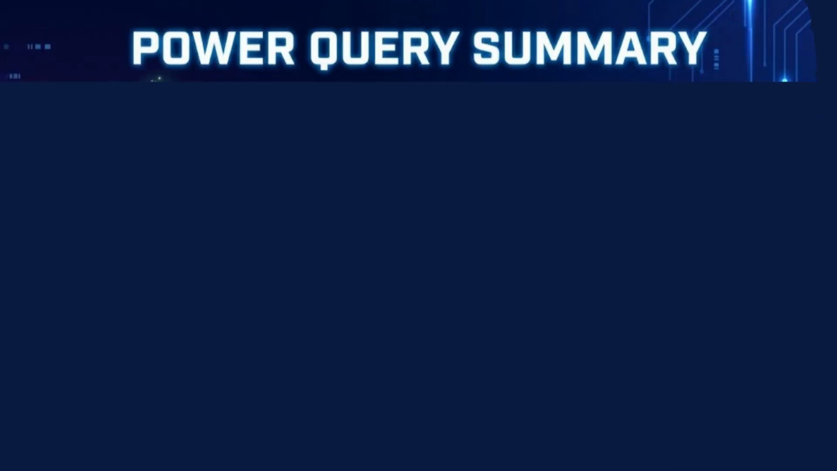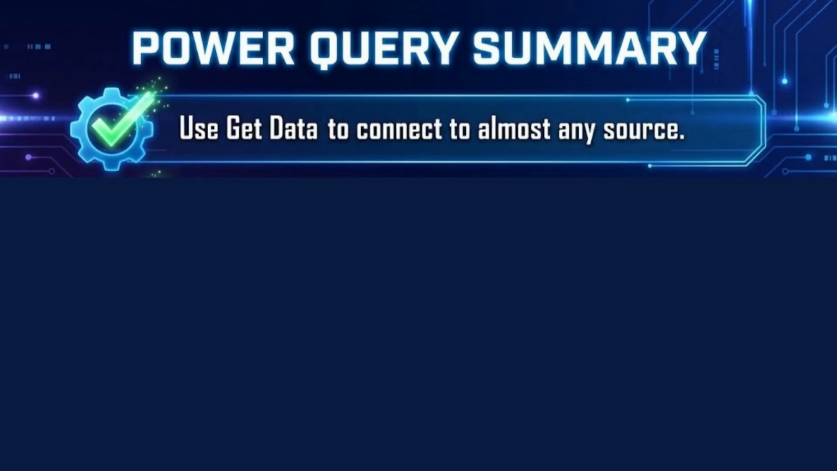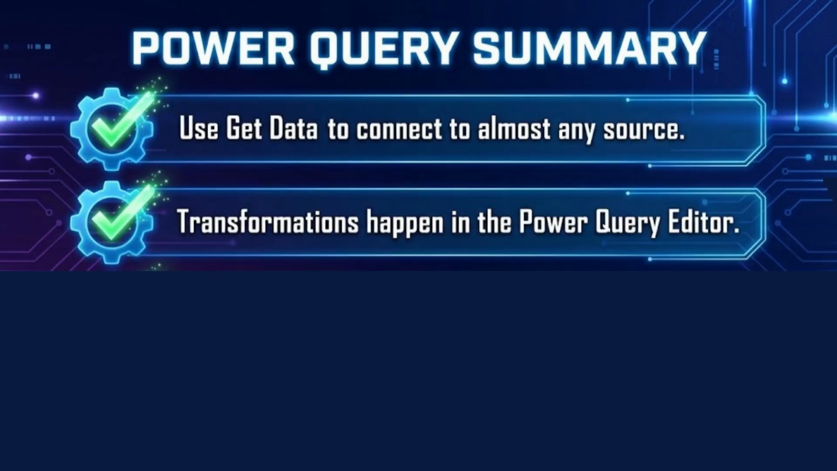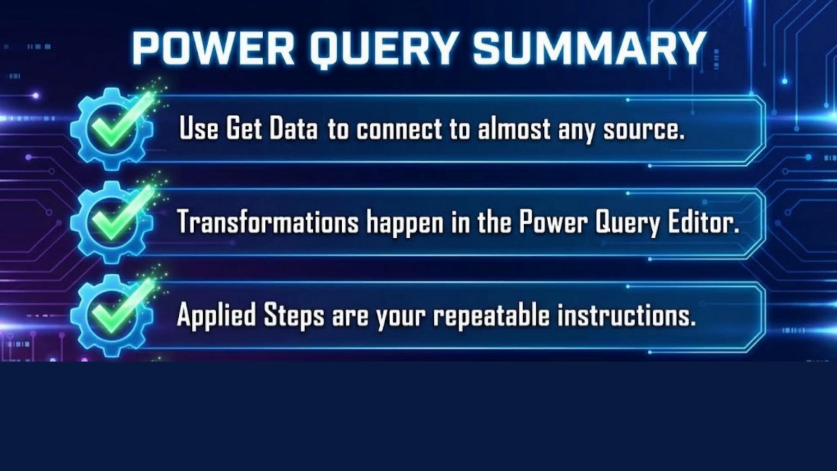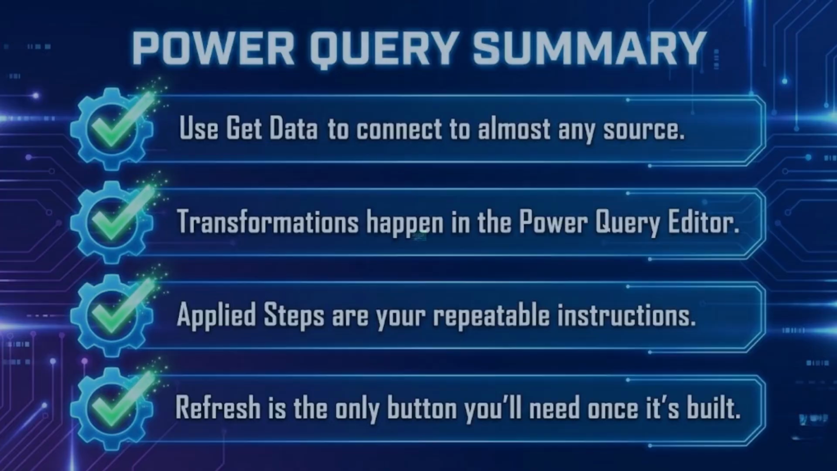Let's recap. Use Get Data to connect to your source. Do your transformations in the editor. Filter, split, merge. Watch your applied steps. This is your audit trail. Load it back to Excel. And finally, refresh. That's the only button you'll need from now on.